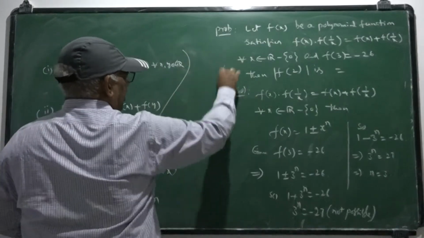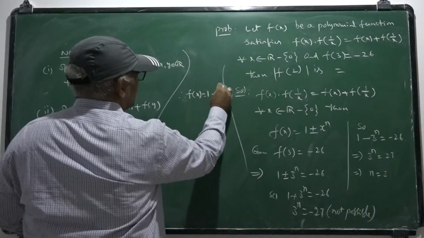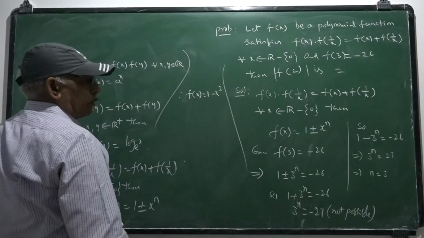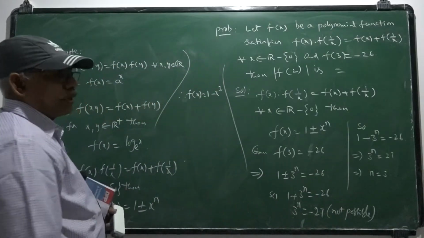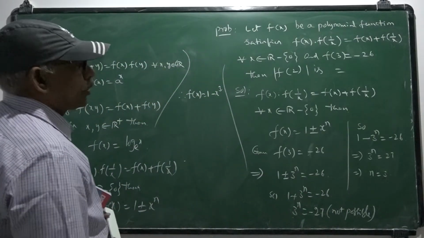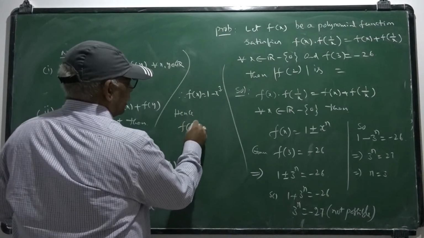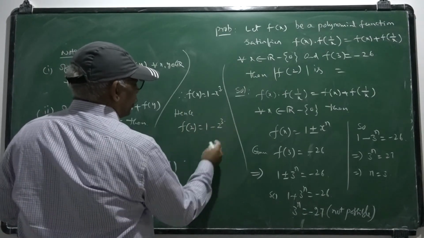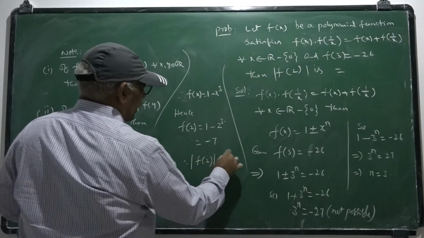Therefore f(x) takes the value 1 minus x cube, where n equal to 3. Hence the f(2) value is 1 minus 2 cube, which is minus 7. The modulus of f(2) is 7.